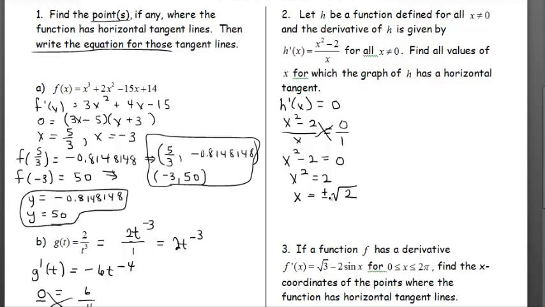I guess they could have asked me if I had any mins or maxes occurring at these zero slopes, and I could have done a number line. But we're done. Let's go to the next one, number 3.